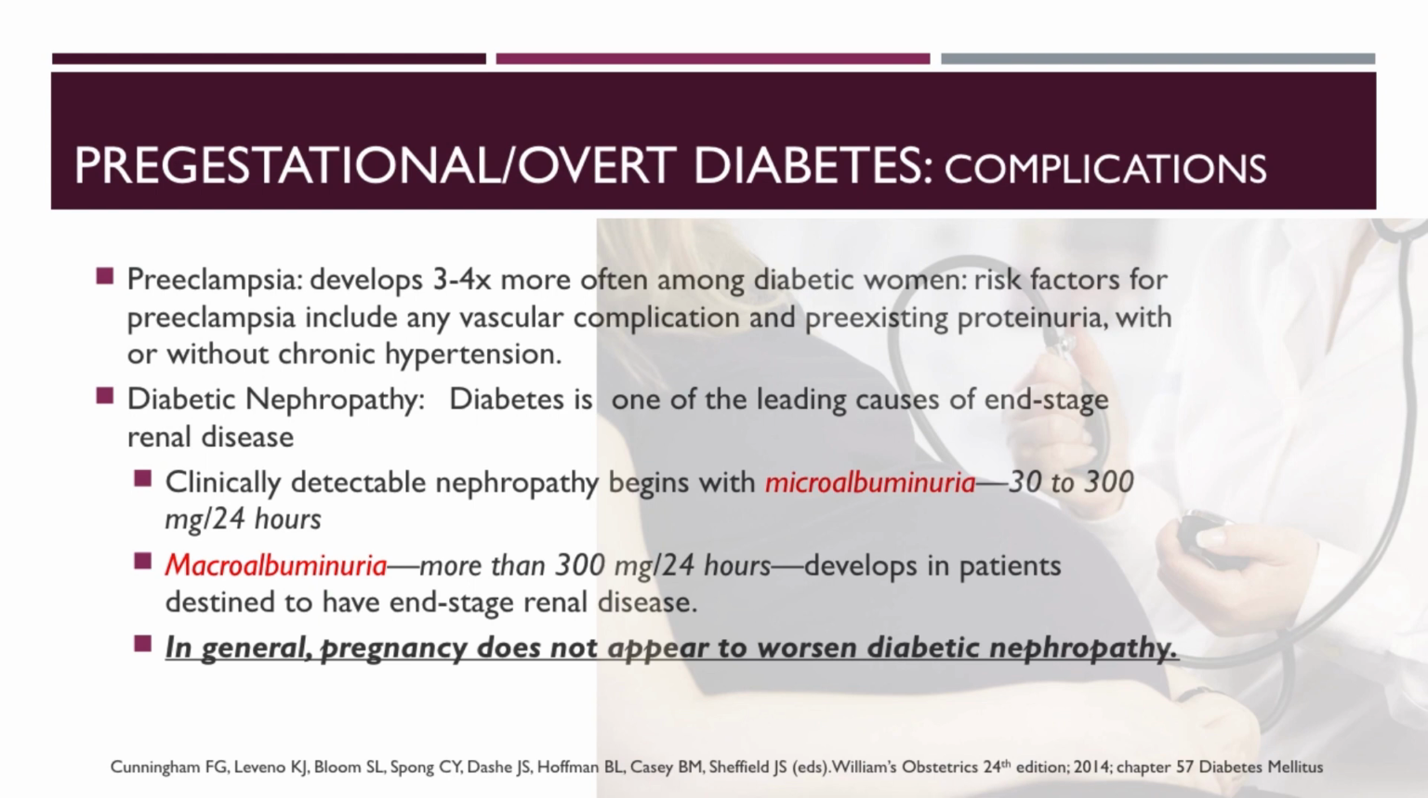Clinically detectable nephropathy begins with microalbuminuria, that's 30 to 300 milligrams protein per 24 hours. Next is macroalbuminuria, that's more than 300 milligrams of albumin or protein per 24 hours, which develops in patients destined to have end-stage renal disease. In general, pregnancy does not appear to worsen diabetic nephropathy.